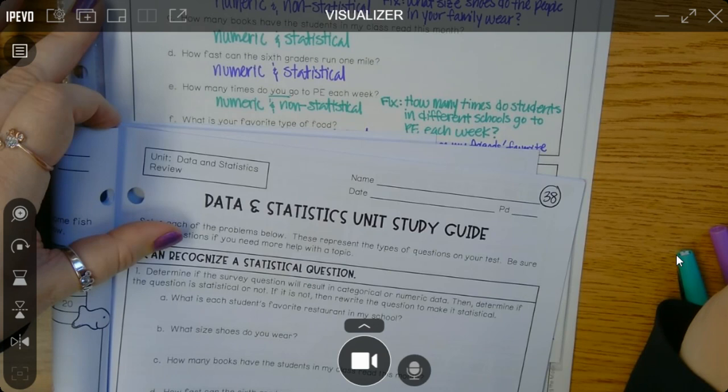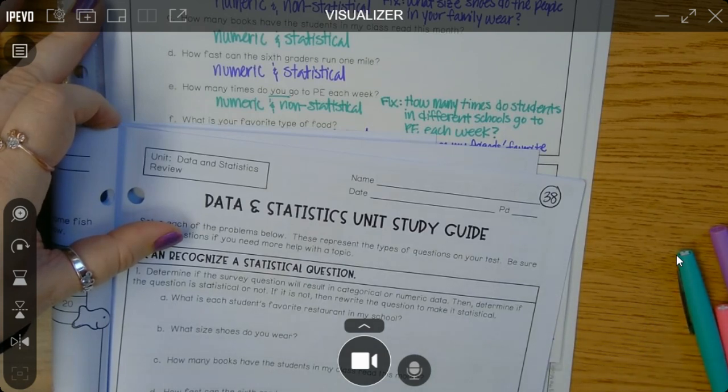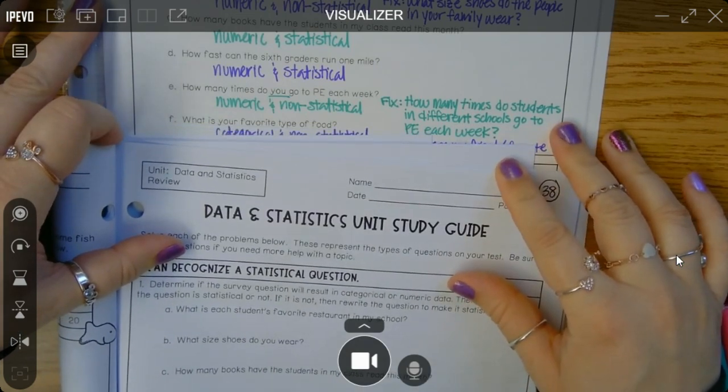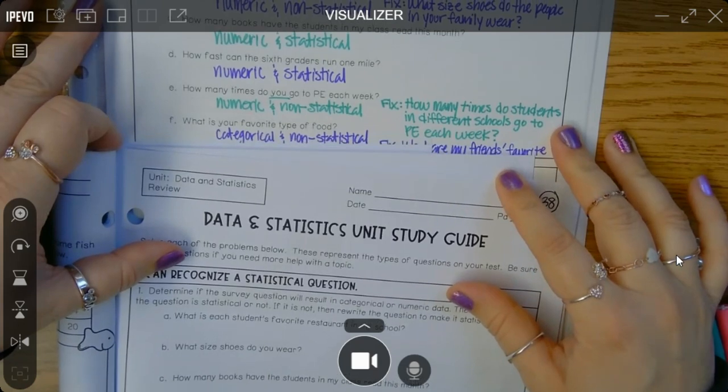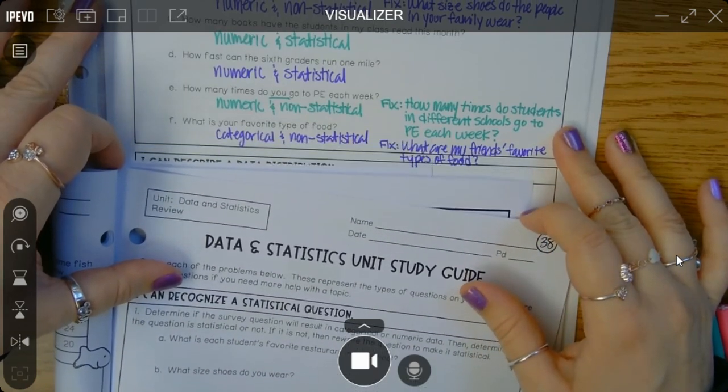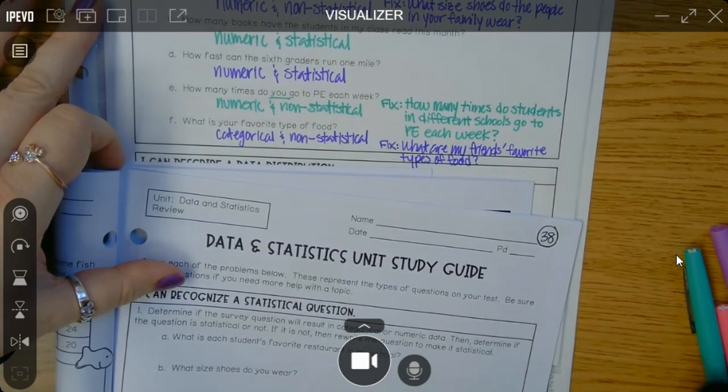Okay, what is your favorite type of food? What do you think? Is that numeric or categorical? Yeah, you should have put that it's categorical. And is it statistical? No, because again, you were just asking one person. So direct it towards a group of people.